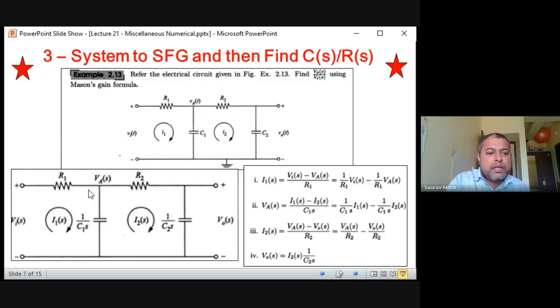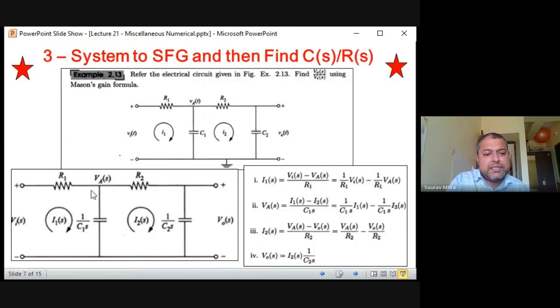Be careful. How much is VAS? VAS is nothing but this impedance multiplied by the current flowing through it. So how much is the current flowing through it? I1 minus I2 multiplied by the impedance 1 by C1S. So VAS is I1 minus I2S multiplied by impedance 1 by C1S. So you are finding it like that.